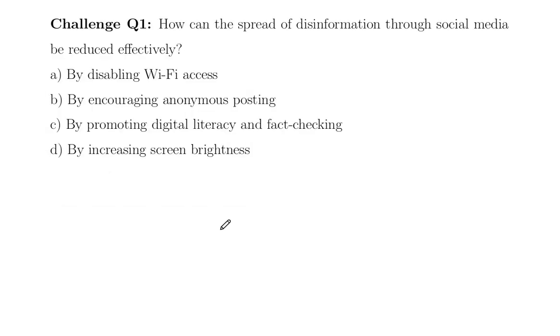So these are the challenging questions that I give you at the end of each session. Please write the answers of these questions in the comment. Challenging question number 1: How can the spread of disinformation through social media be reduced effectively? Option A is by disabling Wi-Fi access, B by encouraging anonymous posting, C by promoting digital literacy and fact checking, D by increasing screen brightness. Which one is the correct option? Please write in the comment.